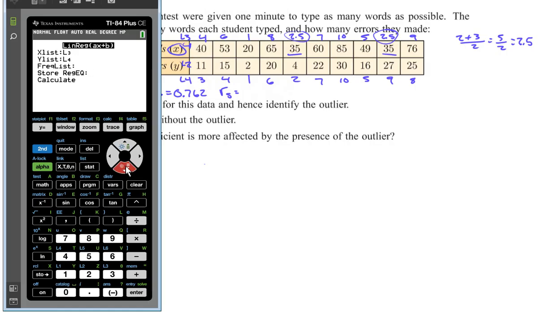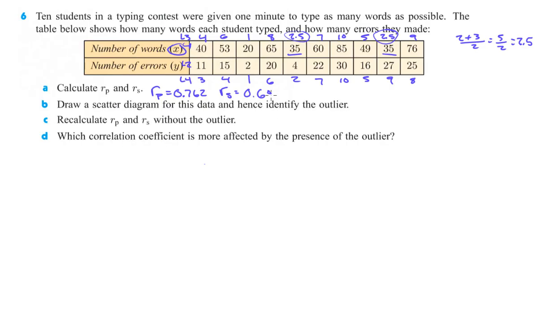Now, this is going to work out just fine, but one thing that's super important if you do decide to do it this way is I would suggest as soon as you're done, go back and change the X list back to list 1 and the Y list back to list 2. Okay? So we're okay to do this, and this gives us an R value now of 0.681. Okay, draw a scatter diagram for this data and hence identify the outlier.